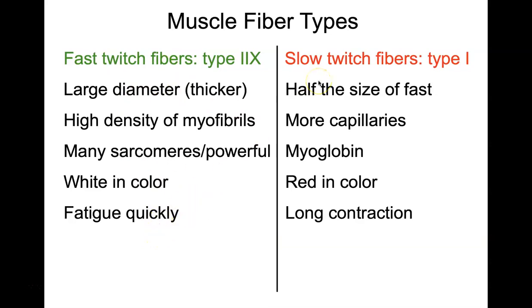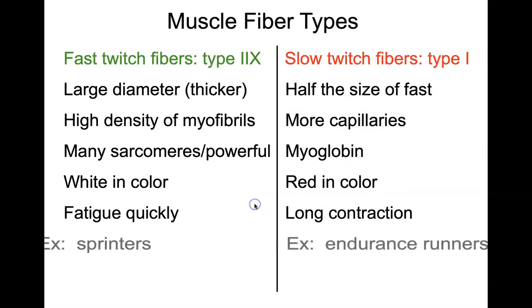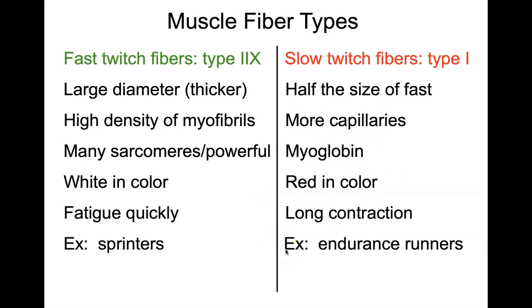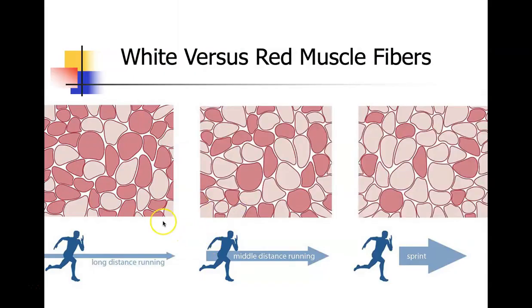Compare this to slow twitch fibers. They're not as powerful as fast twitch. They're half the size of fast twitch, but you can get long sustained contractions because of this oxygen carrying capacity. Commonly in different types of athletes, we see these differences: sprinters tend to have more fast twitch fiber muscles, while endurance runners have more of the slow twitch fibers. Again, we see this muscle composition changing with different kinds of athletic activity.